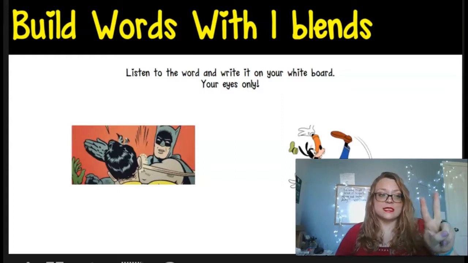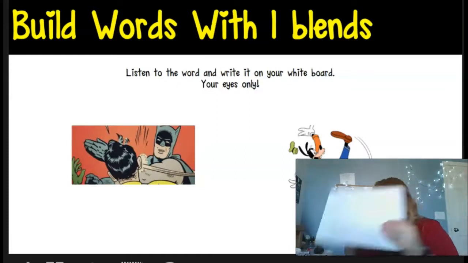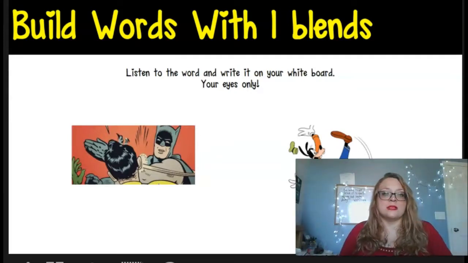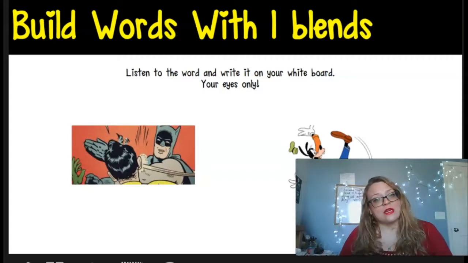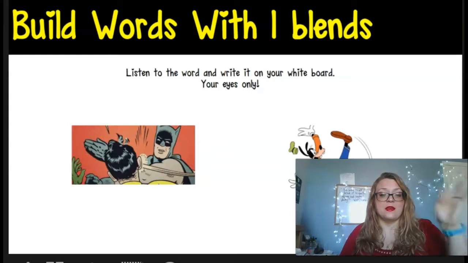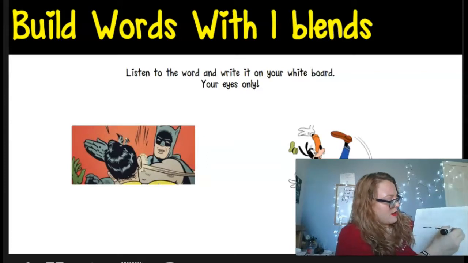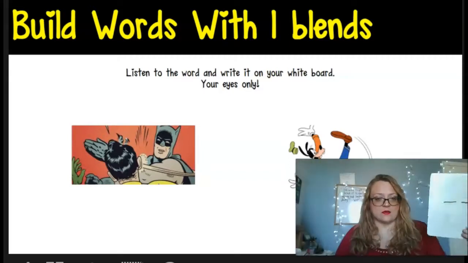Remember, we've got two consonants, and the second consonant is going to be an L. So let's get our whiteboard, paper, marker, whatever you've got, and let's start building some words. Our first word is slap. Say the word. Slap. How many sounds do you hear in the word slap? S-L-A-P. 4, right? So what I want you to do is draw 4 lines. That way we make sure that we get all 4 of our sounds, okay?